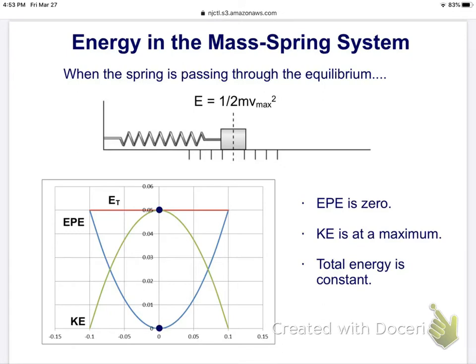We move that mass spring to the equilibrium position. Now, at the equilibrium position, we're neither stretching nor compressing that spring, so EPE now is 0. There's no more spring energy. If there's no more spring energy, that mass is now flying through the center, the equilibrium point. That's the maximum velocity, so KE is also at a maximum. Once again, the total energy never changes.